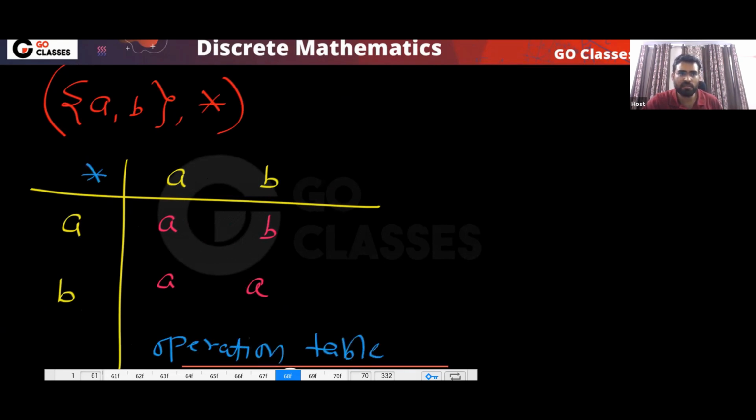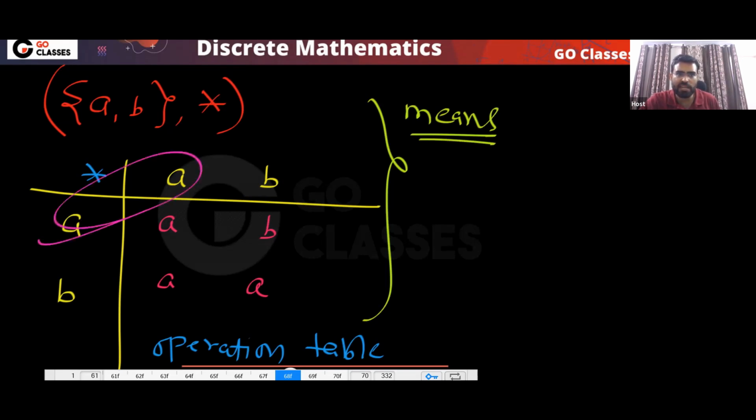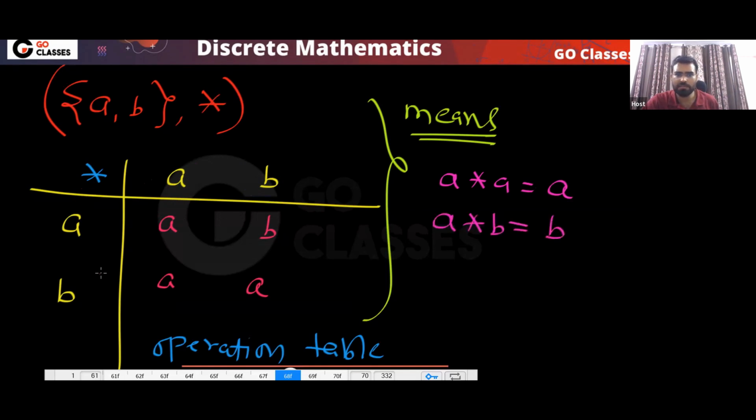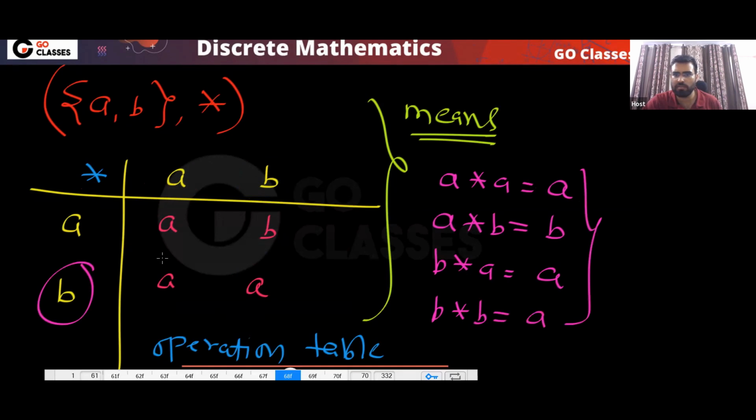And what does this table mean? Just understand what this table means. It always means this: a star a, that is a. Similarly, a star b, that is b. b star a, that is a. b star b, that is a. So this is how you can read the operation table.